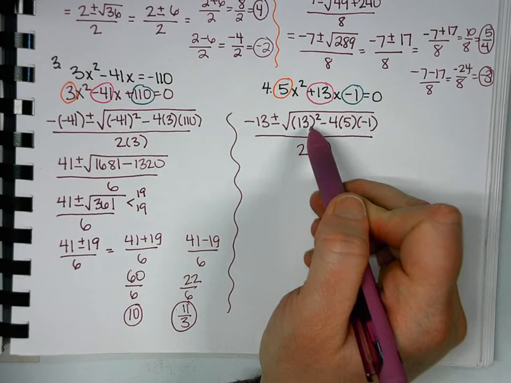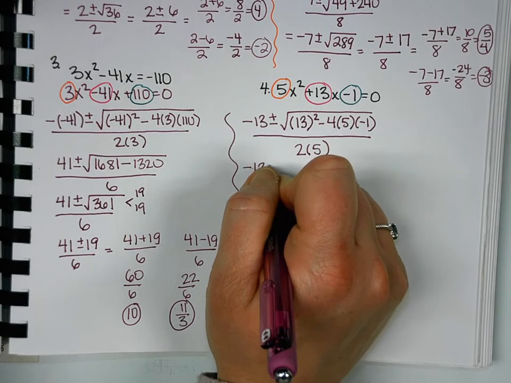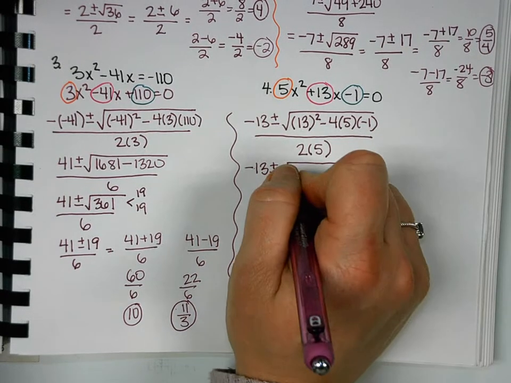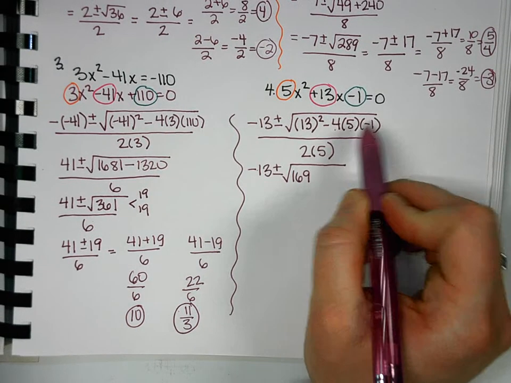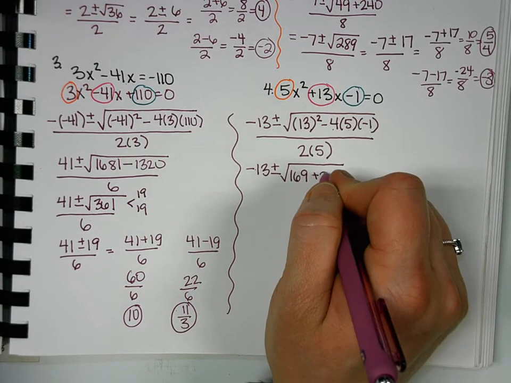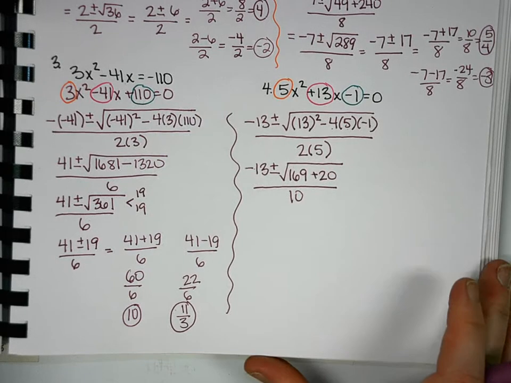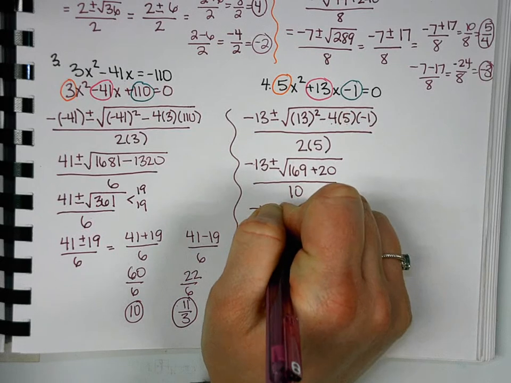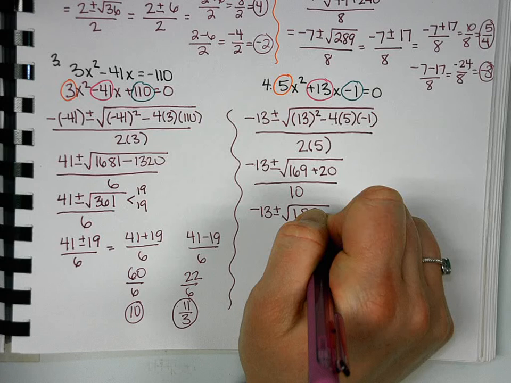So let's see. We get negative 13 plus or minus, what's 13 squared? 169. Good, 169. Now negative 4 times 5 times negative 1 is plus 20, all over 10. So this gives us negative 13 plus or minus the square root of 189 all over 10.